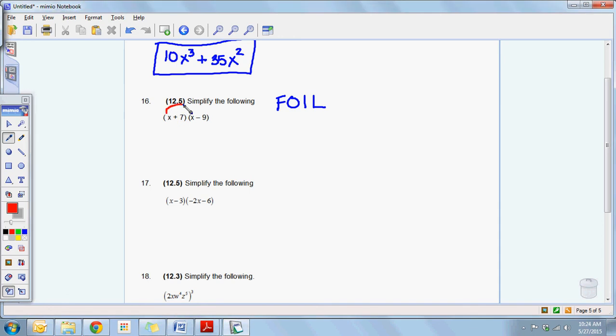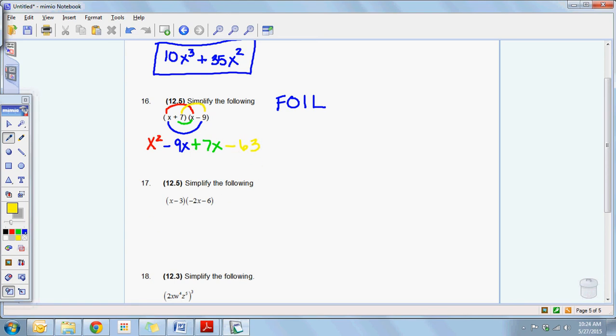So first two terms would be x times x, and that's going to give us x squared. Then our outer two terms would be x times a negative 9, which gives you negative 9x. Our inner two terms are 7 and x, so plus 7x. And then my last two terms are 7 times negative 9, which is negative 63.